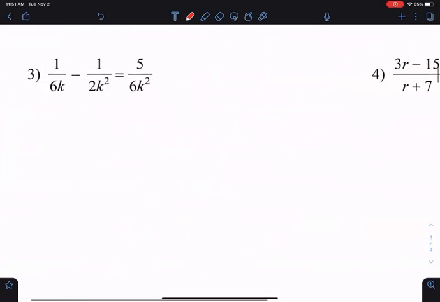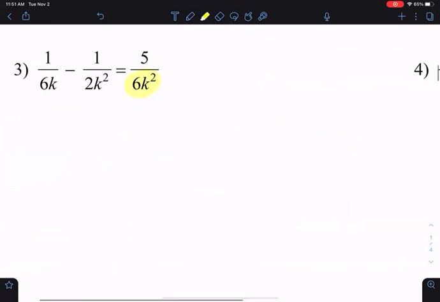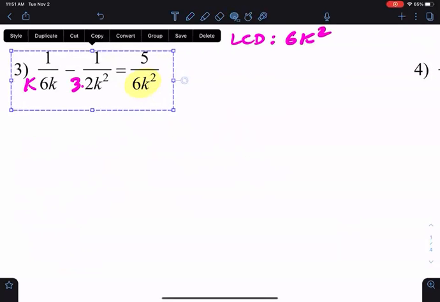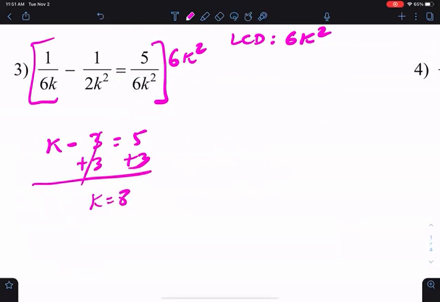Next problem. You need to make the same denominator, again the same logic. I need to make them all look the same. So I have 6k squared. I need to multiply here by 3 to get 6k squared, and I need to multiply here by k to make 6k squared. So the LCD is 6k squared. I need to multiply everything by 6k squared. So if I multiply everything by 6k squared, I get k minus 3 equals 5. I add 3 on both sides and I get 8.